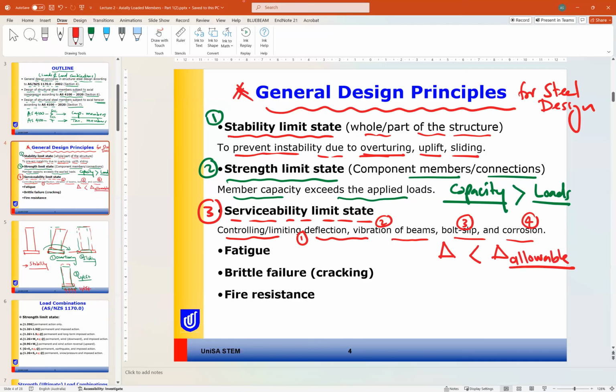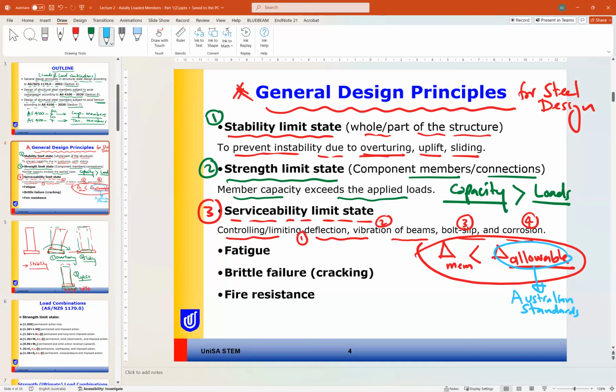So to make a safe design, we need to make sure that the deflection of the member should be less than the allowable deflection limits. These allowable limits are given by the Australian standard. We will see that later, but just general concepts.